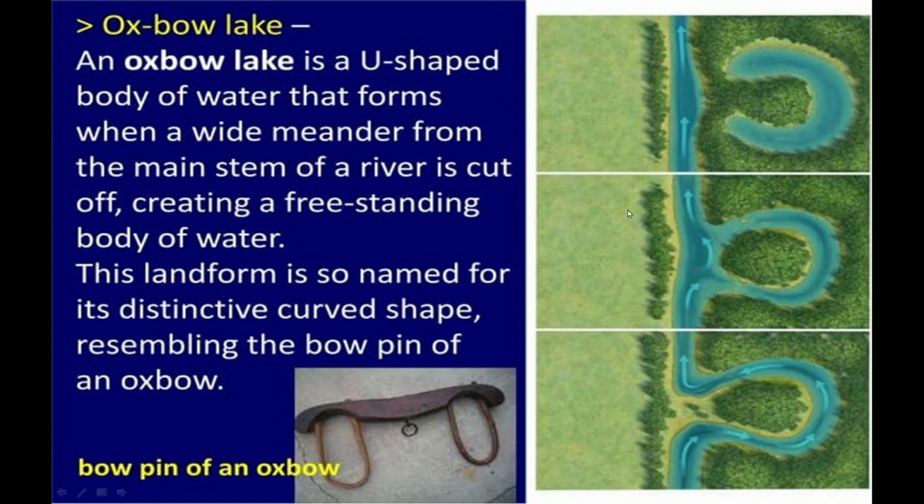So an Oxbow Lake is U-shaped. We can see it is a U-shaped body of water that forms when a wide meander from the main stream of a river is cut off, creating a freestanding body of water. We can see the meander come closer, then it cuts off. Now it is a freestanding body of water. This landform is so named for its distinctive curved shape resembling the bow of an ox bow.